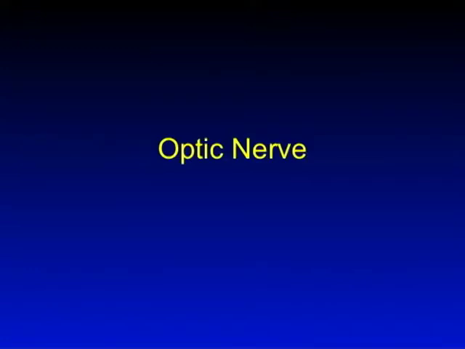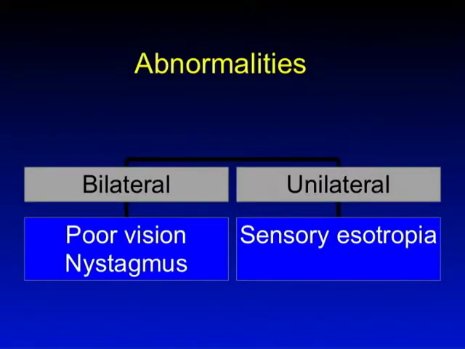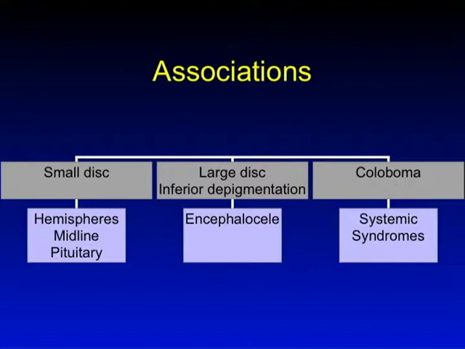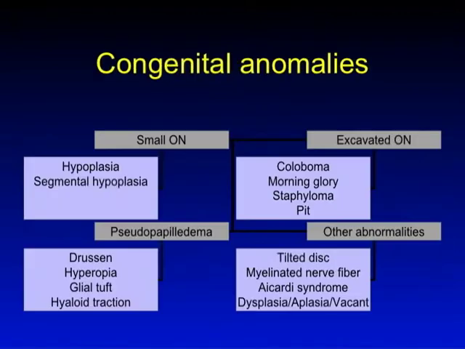Let's move to optic nerve abnormalities. In optic nerve abnormalities, bilateral abnormalities are usually associated with poor visual acuity and nystagmus. Unilateral, sensory strabismus. Small disc, the most important, hypoplasia, we're going to talk about in a little bit. They're usually associated with midline defects. Large disc, like morning glory, they're associated with encephalocele and colobomas, systemic syndromes, and maybe congenital heart disease. So let's talk a little bit about congenital abnormalities.